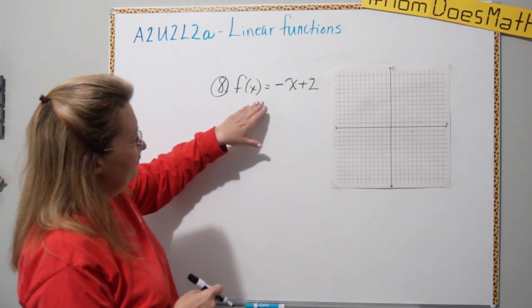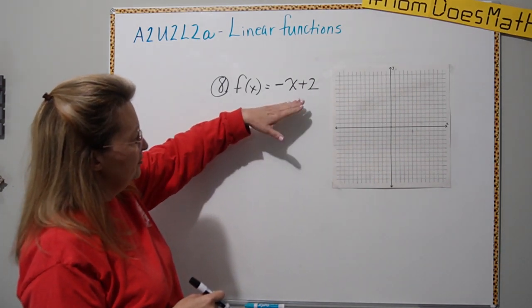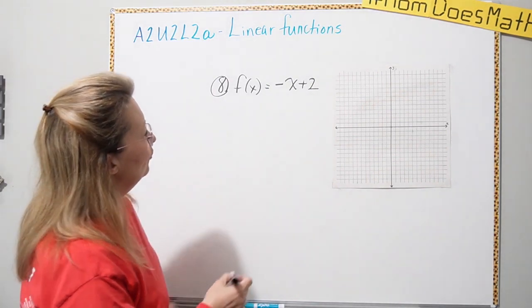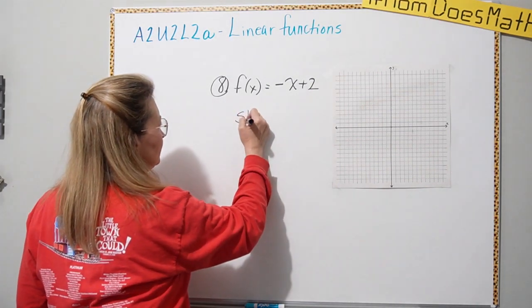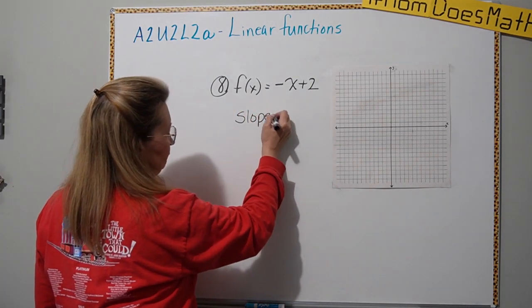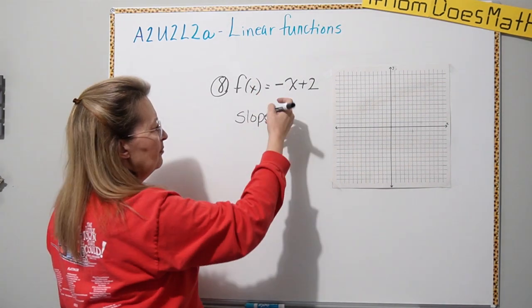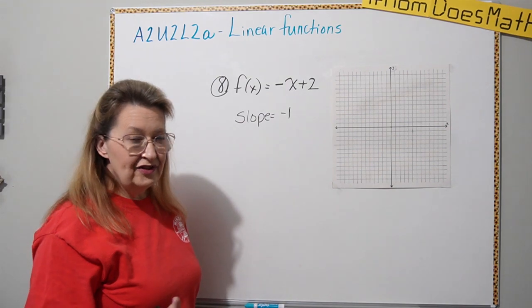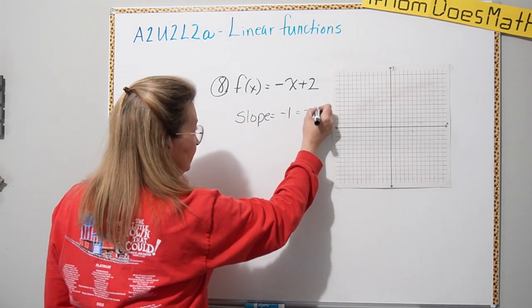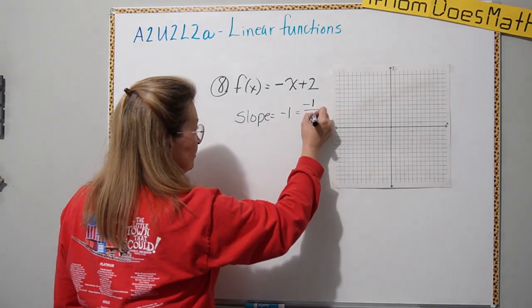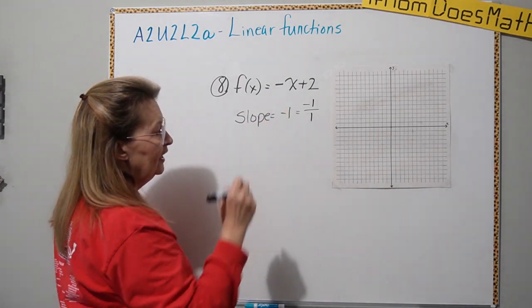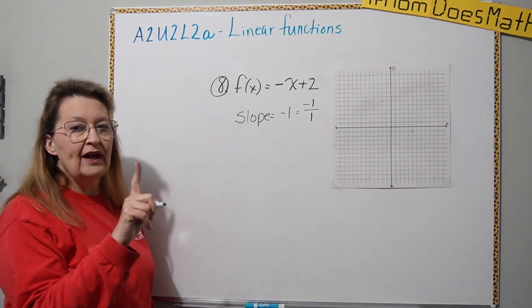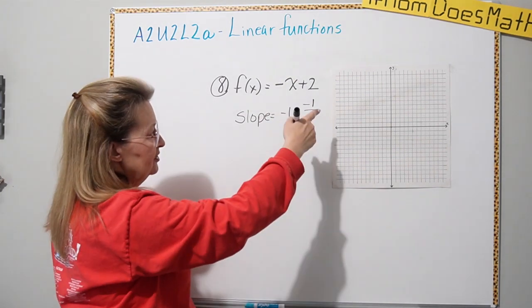Number 8 says f of x is equal to -x plus 2. Now remember, f of x is the same as saying y equals. So, all right, what is our slope here? Well, it's the coefficient of x. And since you don't see a number there, it's understood to be 1. So our slope is -1. Now, it's easier to do slope if you put it in fraction form. That's what I was talking about just a minute ago. You can put -1 over 1. You can put 1 over -1. As long as you only have one negative, your slope is still negative.